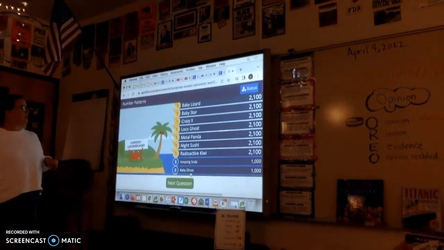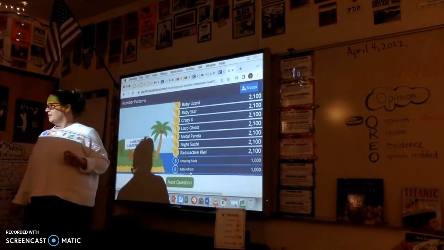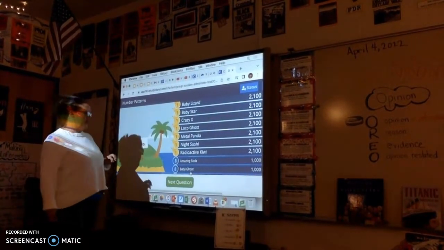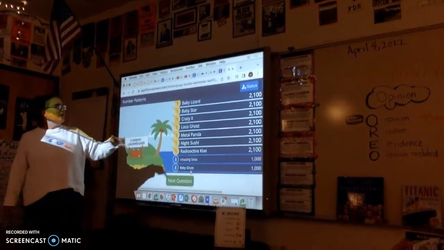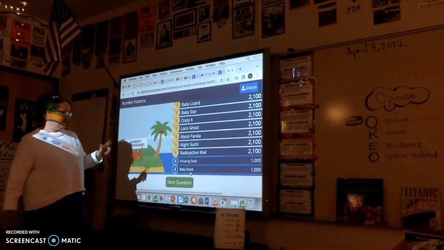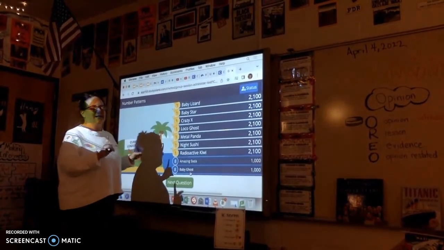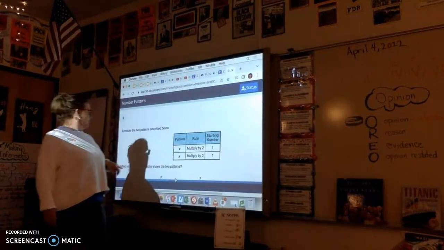Oh, here we go. Baby Lizard is in first. Baby Star is in second. Crazy X, I'm an 8, third place. Loco Ghost is not far behind. How do you feel about number patterns? Good. They're pretty good. Whenever you work it out. It's gonna get a little bit more complicated when we start doing coordinate planes and number patterns. Don't say that.